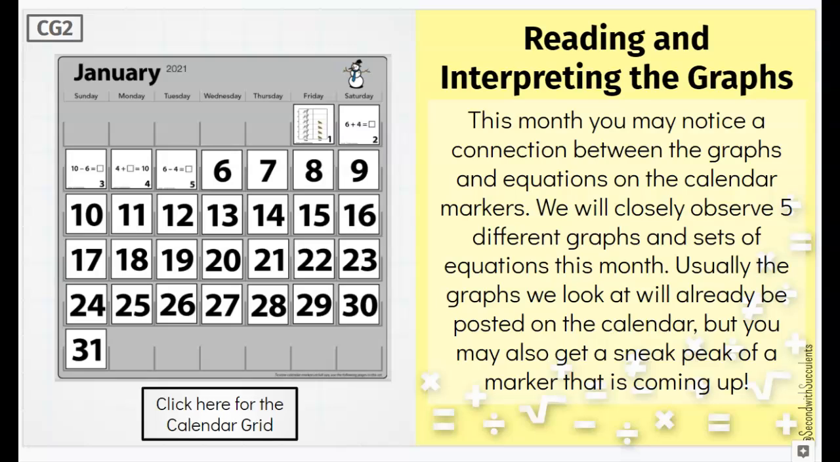When we look at our graphs this month, we might notice a connection between the graph and some equations on our calendar marker. We will closely observe 5 different graphs. We've already looked at one graph and set of equations. Usually the graphs we look at will already be posted on the calendar, but you may get a sneak peek of a marker that is coming up. Let's have a look at the graph we will be interpreting today.